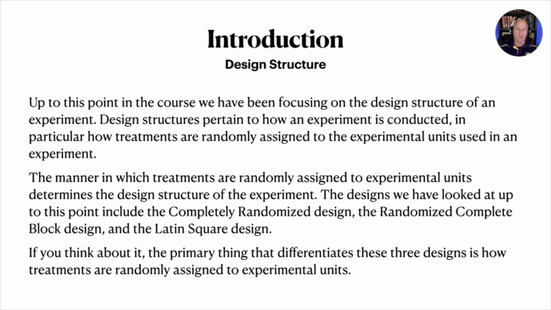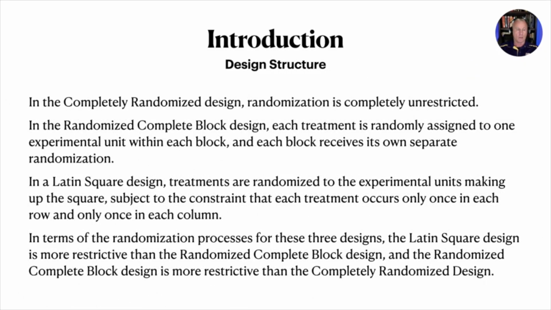The designs we've looked at up to this point include the completely randomized design, the randomized complete block design, and the Latin square design. Now, if you think about it, the primary thing that differentiates these three designs is how the treatments are randomly assigned to the experimental units. In the completely randomized design, randomization is completely unrestricted. That's why we call it the completely randomized design.